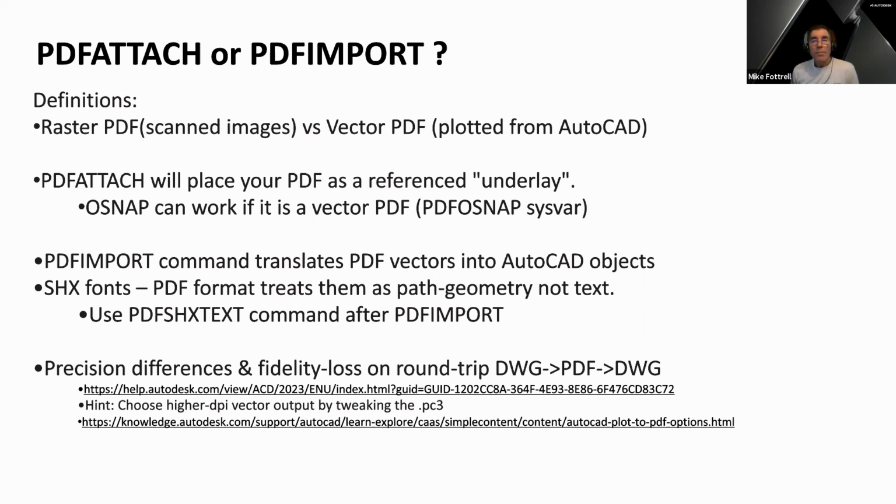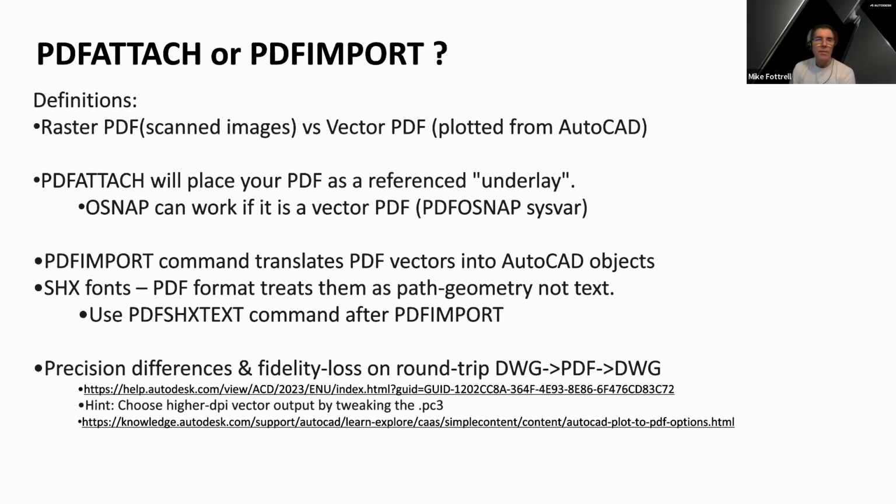If it's a vector-based PDF, with the lines and polylines and that sort of thing, then you can OSNAP to that. There's a PDF OSNAP system variable. I think it's enabled by default. So that can come in handy. You just have to make sure you've scaled it correctly to how you want to work with it.